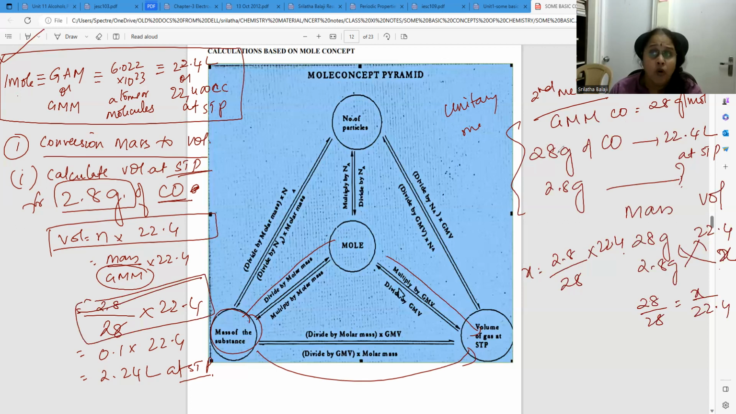Say that 1 mole of carbon monoxide weighs 28 grams. So 28 grams will occupy 22.4 liters. Therefore, 2.8 grams will occupy so many liters. How much is it? 2.24 liters. I tested. Understood? Are you getting both the methods? Yes, ma'am. So both are correct. Both are applicable. You can use any method. Clear?